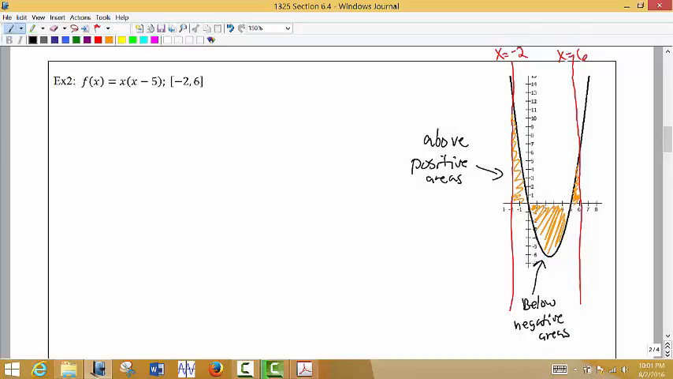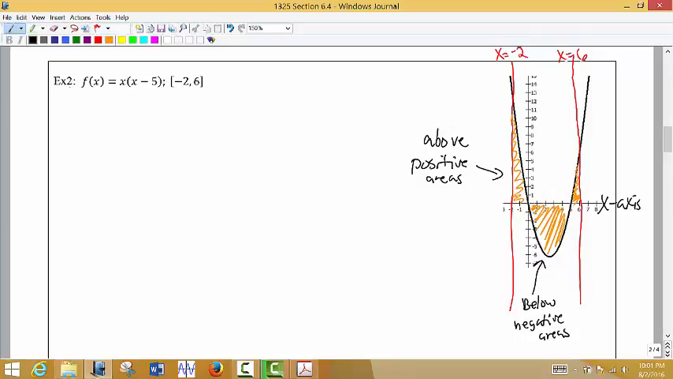So before we start, do you think our answer would be positive or negative? Well, it looks like we have more area below the x-axis than we do above. So my guess would be that we would end up with a negative answer because we have more negative space than we do have positive space. Okay? But let's see what happens.